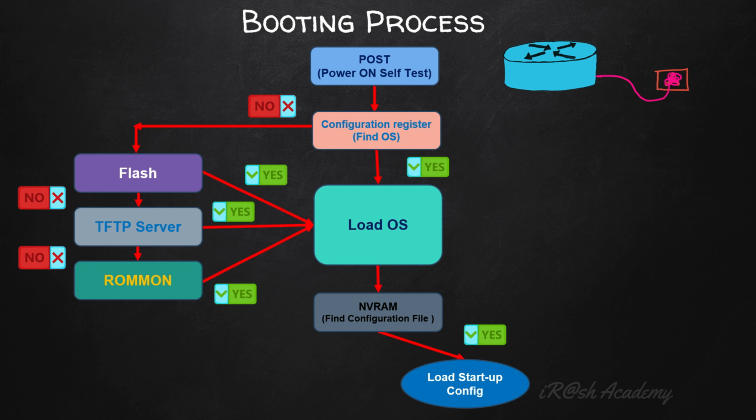What if the NVRAM doesn't contain any configuration file? In that case, the router will go to setup mode for the initial configuration. When the router goes to setup mode, that means there is no configuration present in NVRAM, and the router is looking to set up that device with a fresh configuration. So this is what happens when your router is powered on.